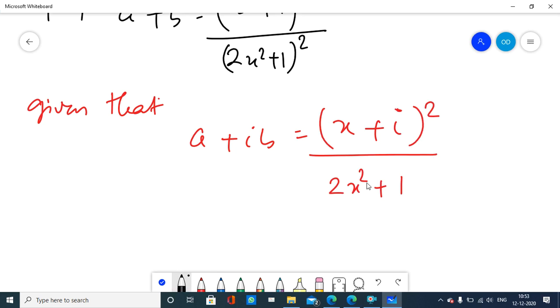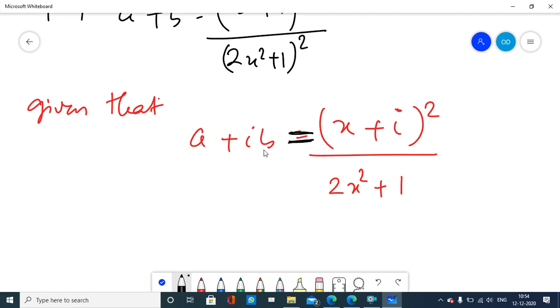Okay, let me just tell you one thing. On the left hand side we have a complex number, and on the right hand side we have another complex number, and it is given that these two complex numbers are equal to each other. We know that if two complex numbers are equal, then their real parts must be the same and also their imaginary parts must be the same. The real part of the complex number on the left hand side, that is a, must be equal to the real part of the complex number on the right hand side.